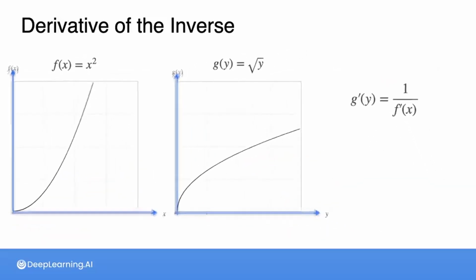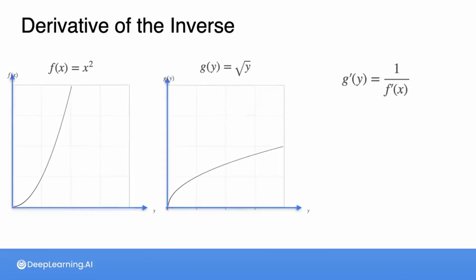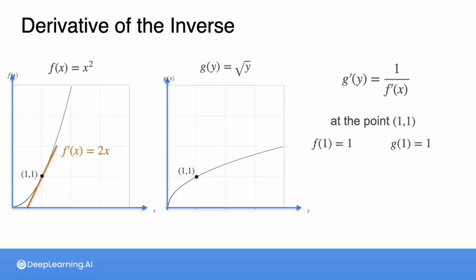So let's look at a simple example. This time we have two plots of x squared and square root of y, where the actual units are going to be the same on the left and on the right. So each square is 1 by 1. So let's look at the tangents. At the point (1, 1), we have that f(1) is 1 and g(1) is 1. So the point (1, 1) appears on both plots. Now take a look at the tangent on the left. Since f prime of x is 2x, because it's the derivative of x squared, then f prime of 1 is 2, which means that this orange line has a slope of 2.